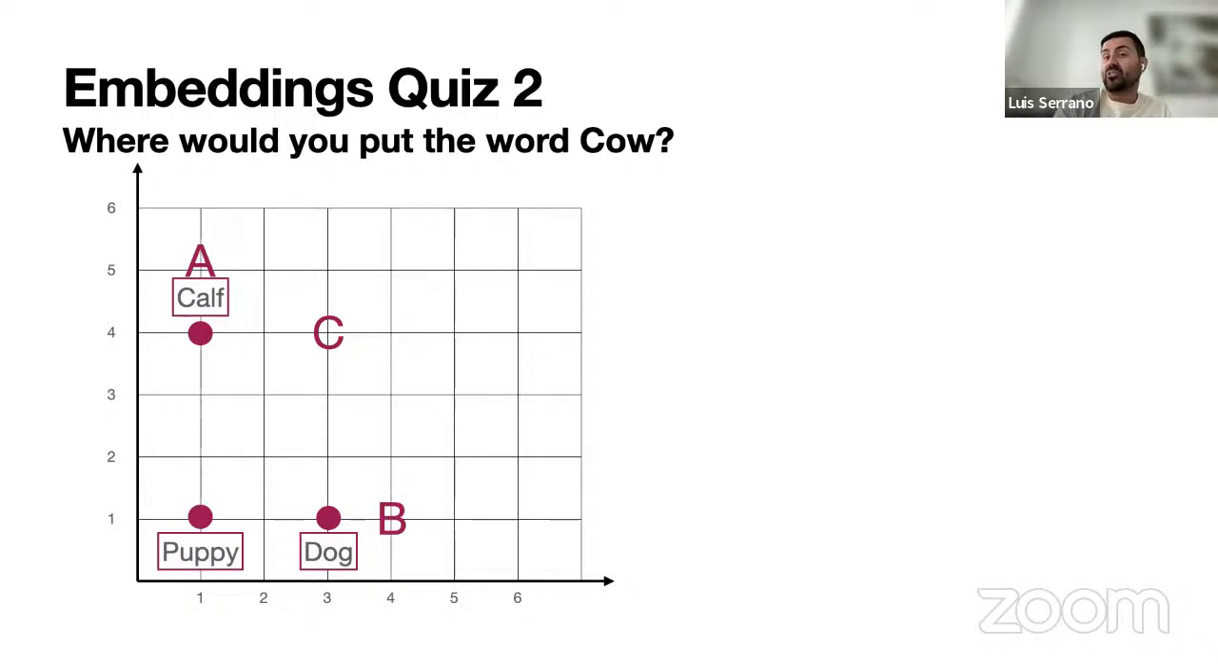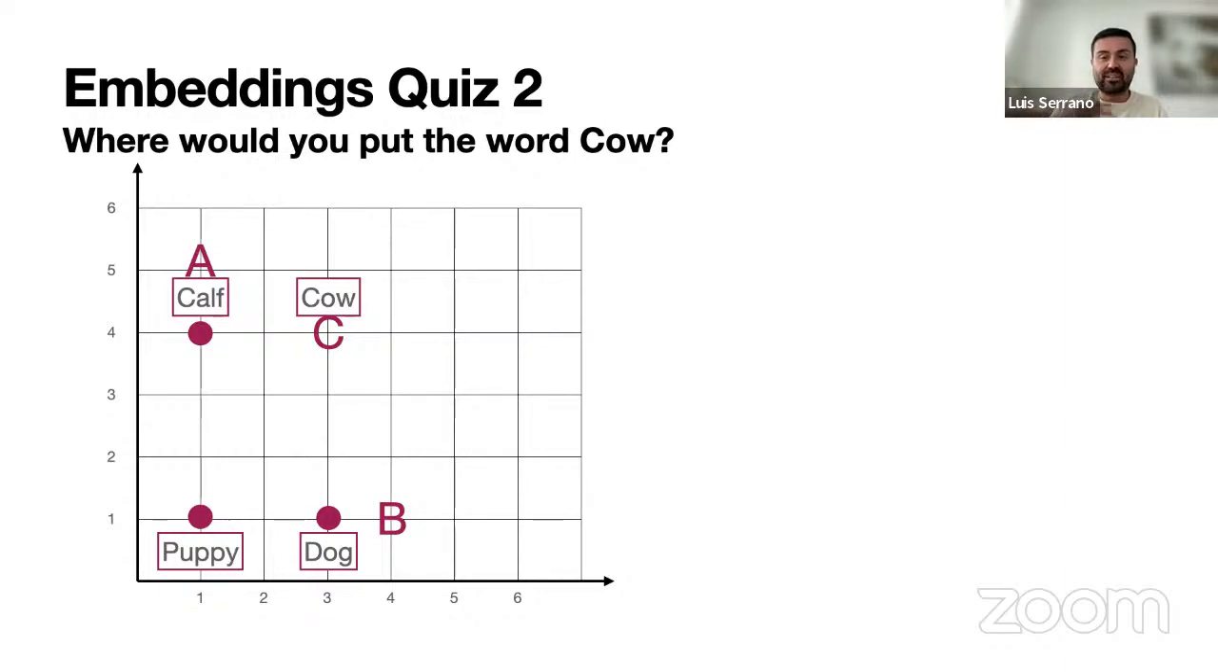It is a close call because it could go close to cow because it's a similar type of animal. It could go close to dog because it's an adult animal. However, I put it in C. And I'll tell you why I would put it in C, because these embeddings have structure, right?